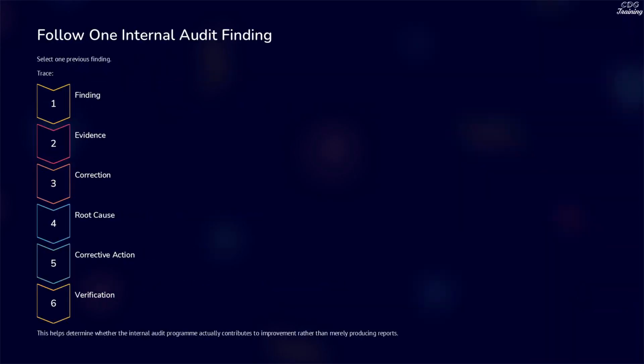To trace an internal audit finding, follow these steps: finding, evidence, correction, root cause, corrective action, and verification. This helps determine whether the audit program contributes to improvement rather than just producing reports.